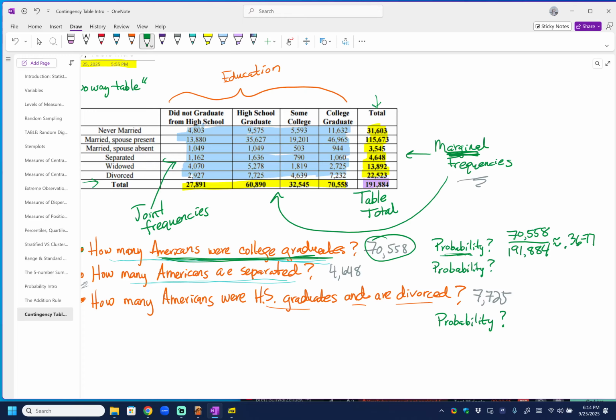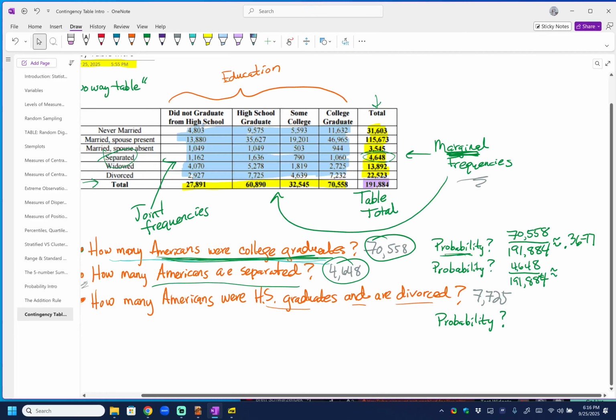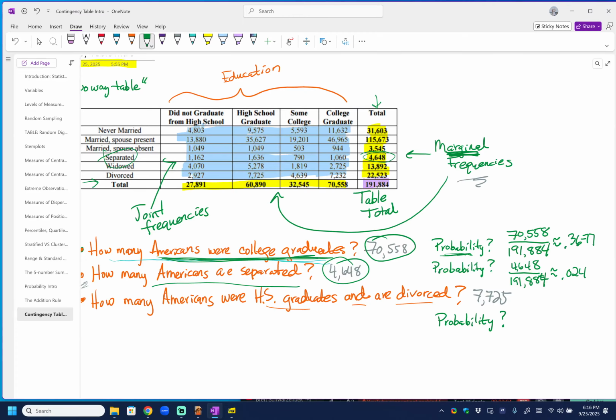Moving to the next one, we have the probability that Americans are separated. Well, again, what are we looking at? We want to go to our separated column and find how many there are. We determined that was 4,648. The event that they are separated is going to be our numerator, and our sample space, again, is going to be our denominator, which is 191,884. Calculating this, we get a much smaller probability of 0.0242.